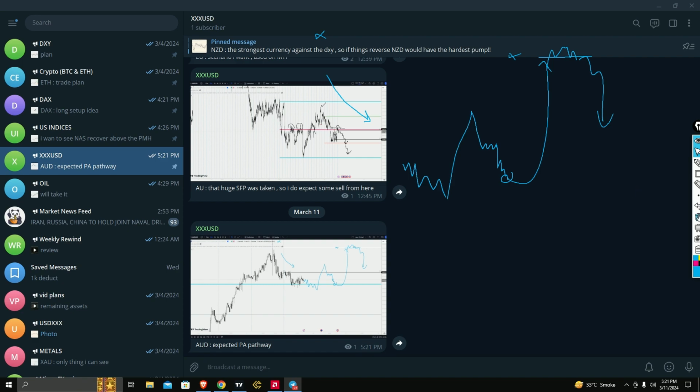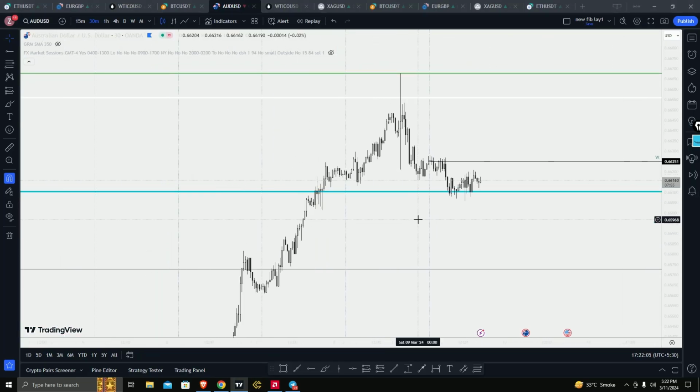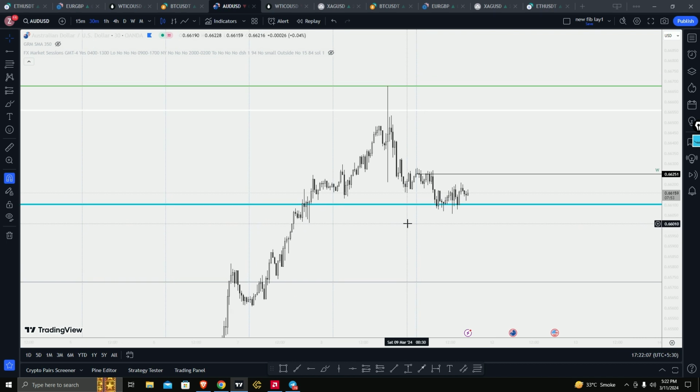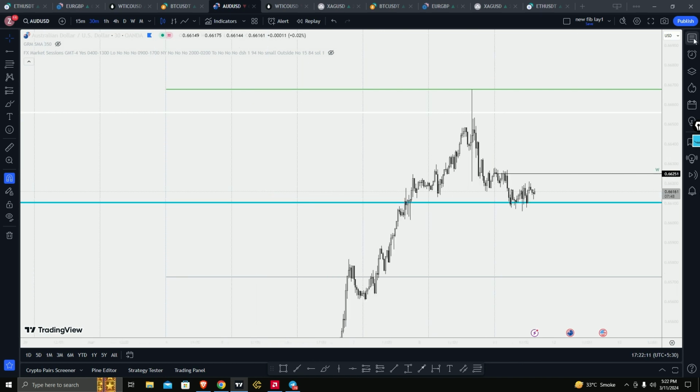Expected price action pathway. I just type shit sometimes. High, low, high. Nothing much to see.